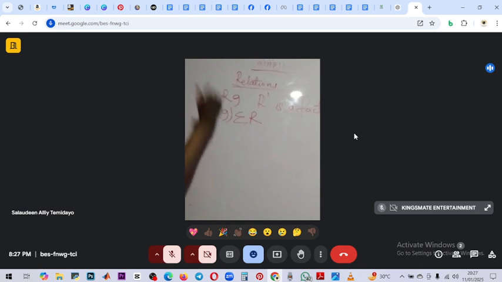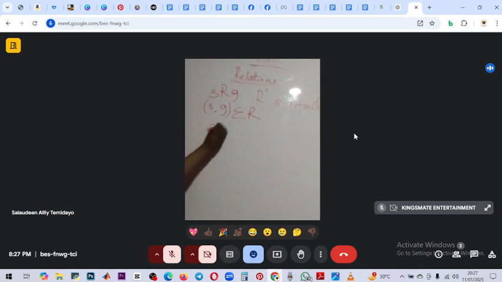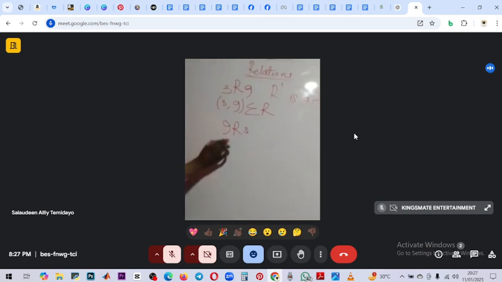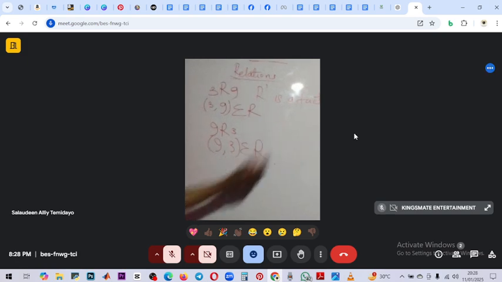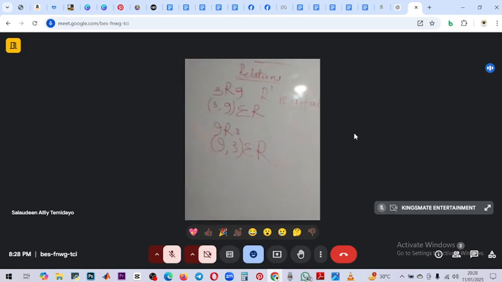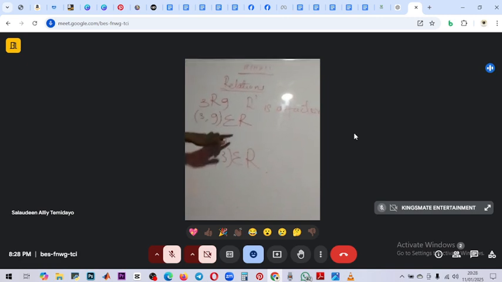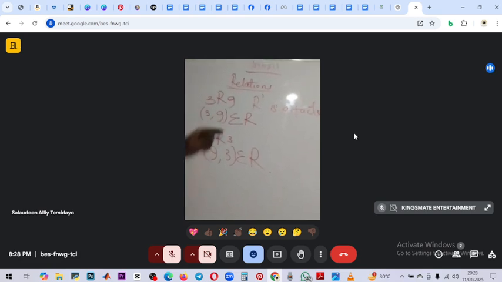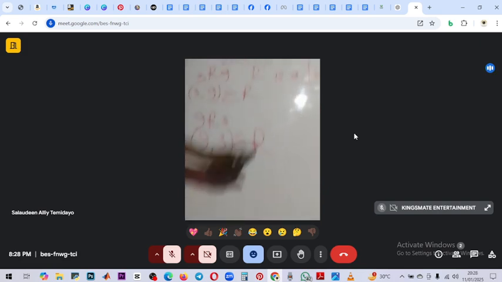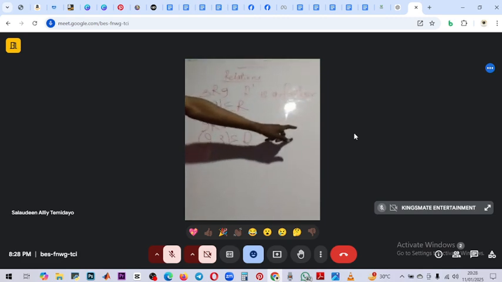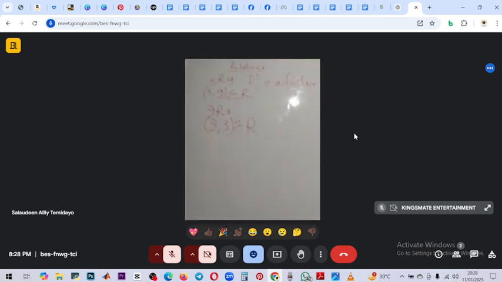This is very, very different from 9 relation 3, because 9 is not a factor of 3. It is very different from 9, 3 being an element of the relation. Why? Because 3 is the one that precedes, and it is the factor we're talking about. The order is very, very important. 3, 9 is not the same as 9, 3 when the element of the relation is "is a factor of". That is the relation.